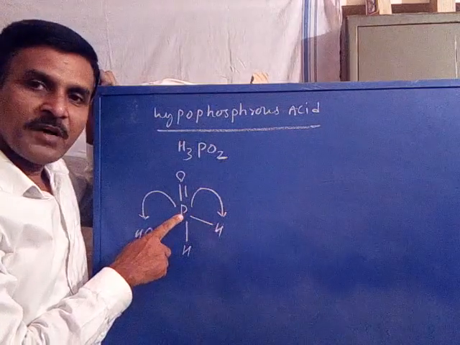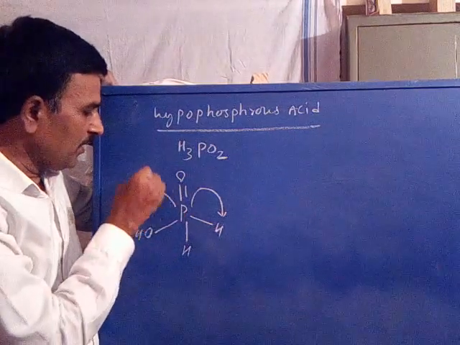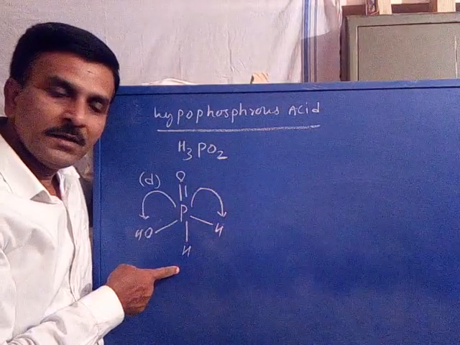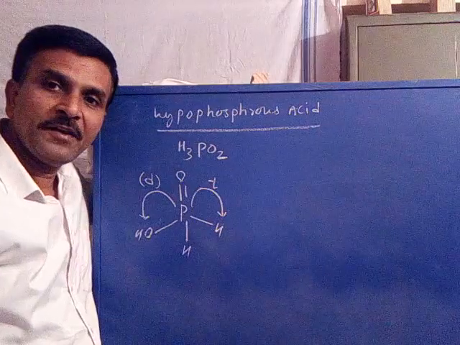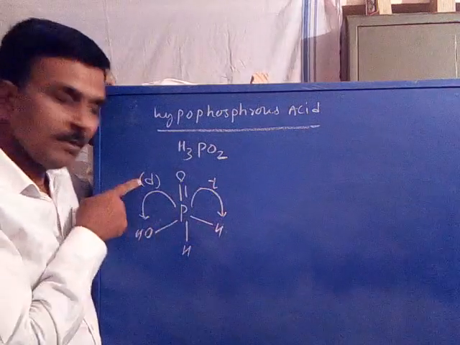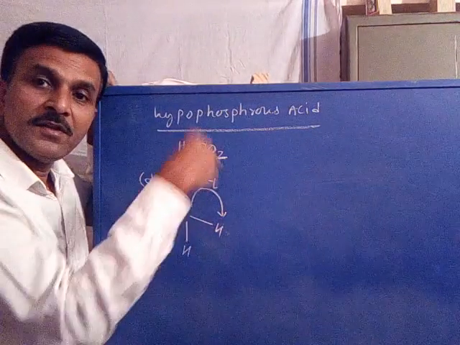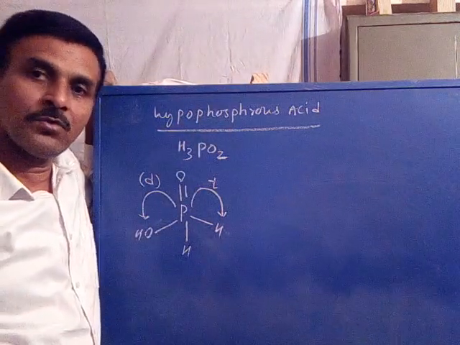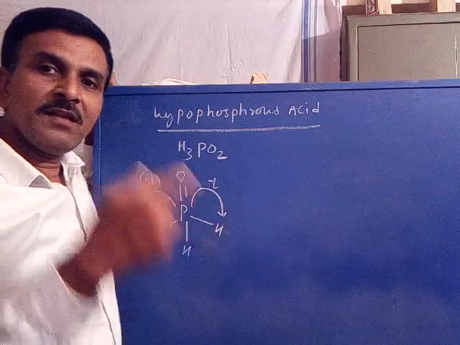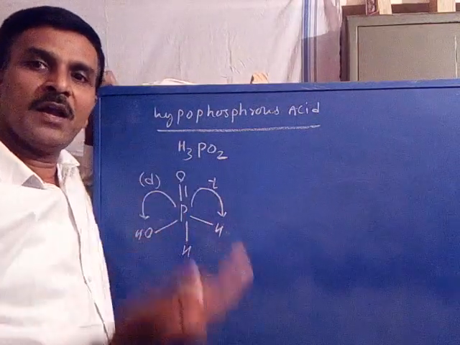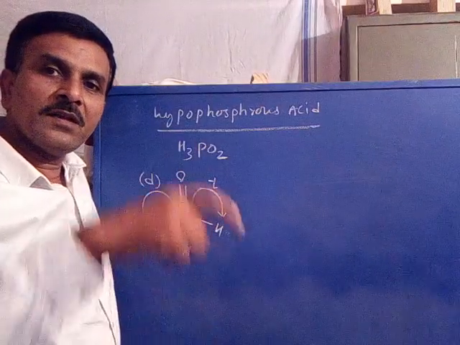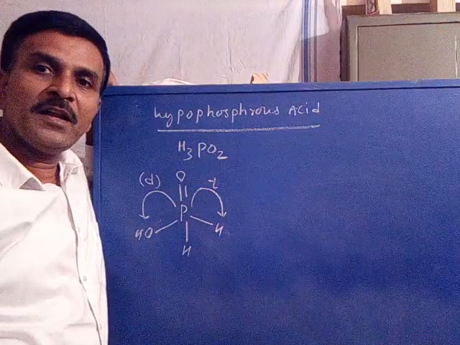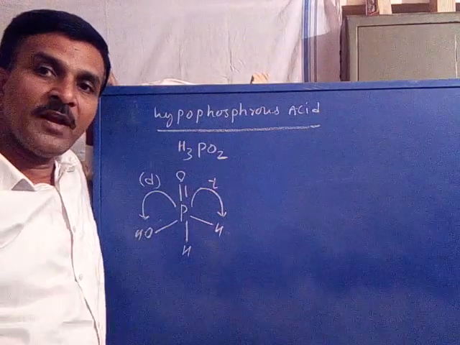First, when the phosphorus couples with OH, it appears as a doublet. When the phosphorus couples with the two directly attached hydrogens, it appears as a triplet. 1 plus 2, triplet; 1 plus 1, doublet. Similar to phosphorus acid, the spectrum of hypophosphorus acid is also the same. In phosphorus acid, one phosphorus couples with 2 OH and one hydrogen. In hypophosphorus acid, the phosphorus couples with 2 hydrogens and 1 OH. So the signal splitting will be the same, that is, a doublet of triplet.